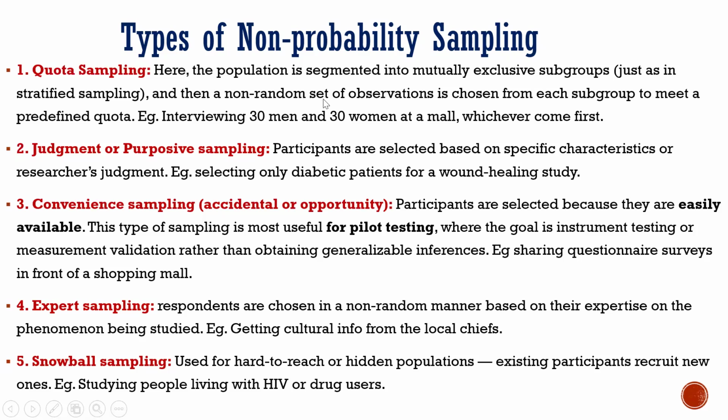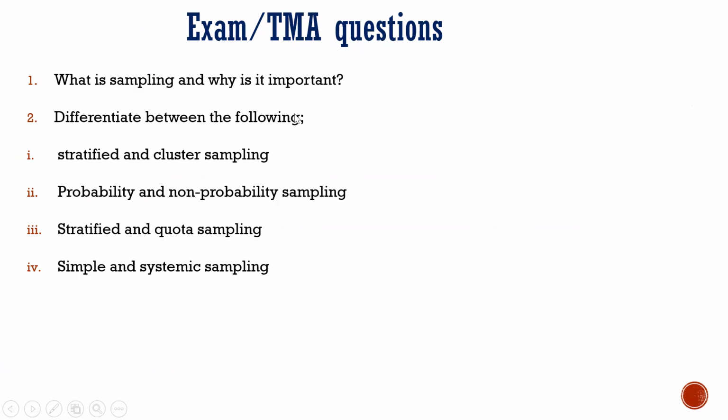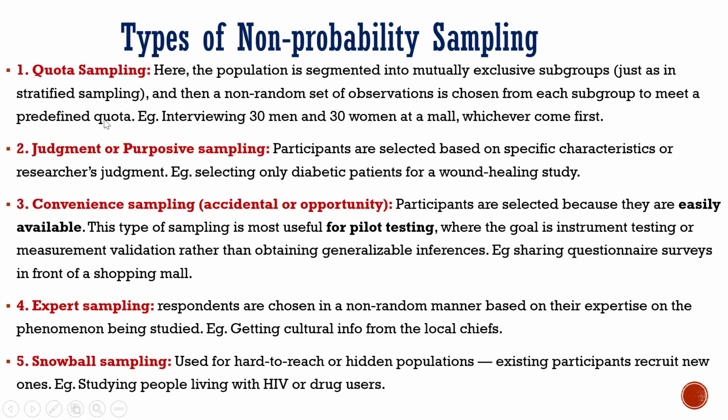And then a non-random set of observations is chosen from each subgroup to meet a predefined quota. Do you understand? So here, you just divide the groups into subgroups, just like in stratified, but here a non-random set of observations is chosen. You do not choose at random like in stratified, but here you choose non-randomly from those subgroups.